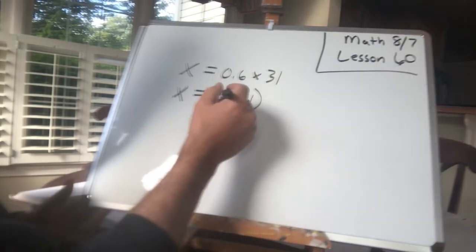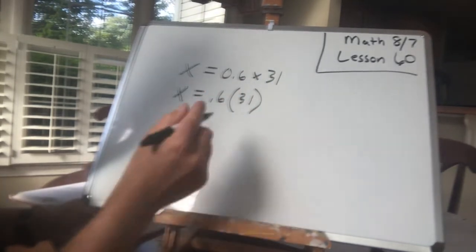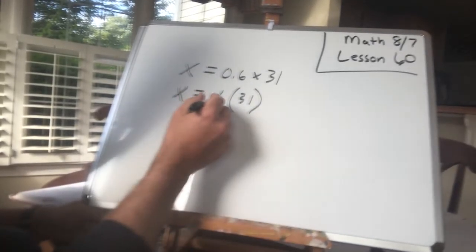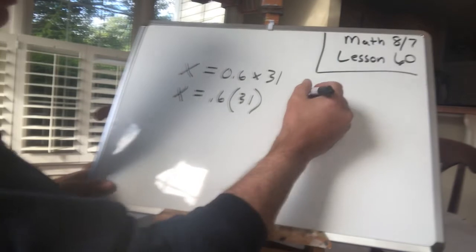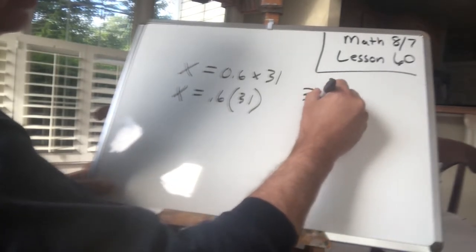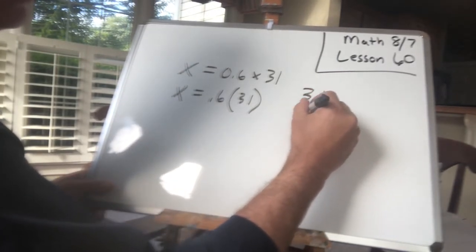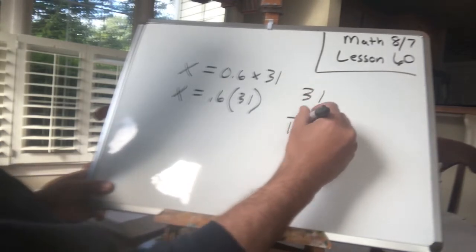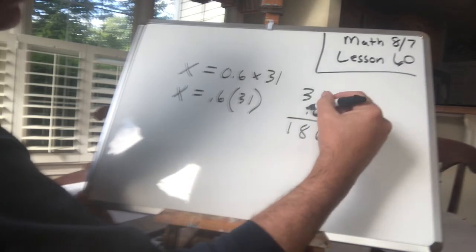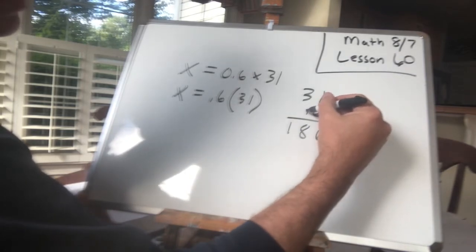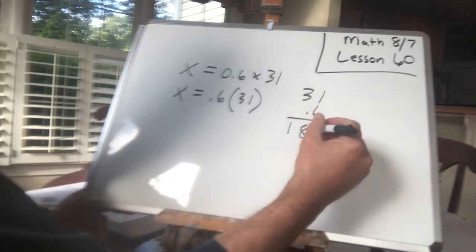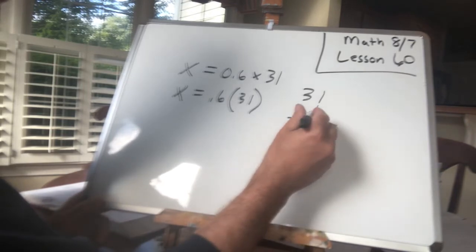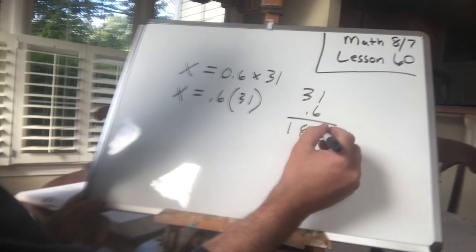Okay, if I write parentheses right here next to the number, that means multiply. I'm multiplying 0.6 times 31. If I multiply 31 times 0.6, I'm going to get 186. And now I have this decimal point that's 1 in 31 times 0.6. I move that decimal point in.